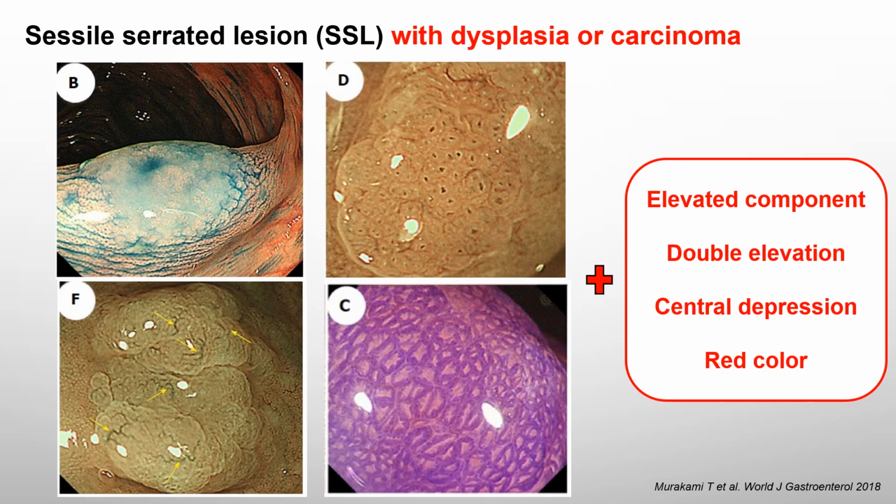SSL include dysplasia or carcinoma sometimes. Endoscopic features of the SSL with dysplasia or carcinoma include the following: elevated component, double elevation, central depression, and red color.